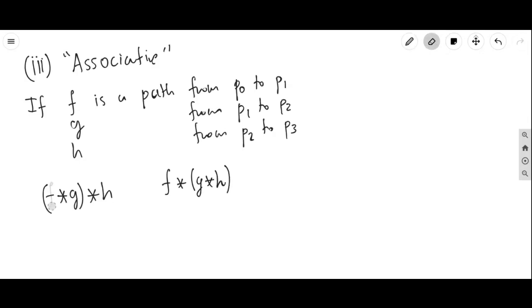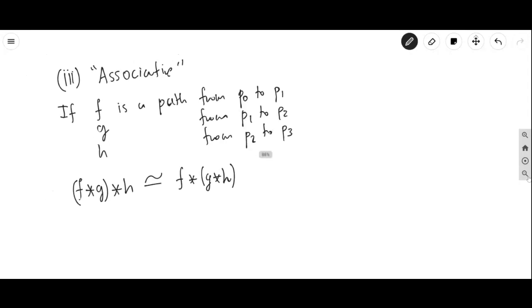And the formula for this one and the formula for that one are going to be different. So if you actually write them out, the formulas will be different, but the paths that you get will be homotopic. So in some sense, on the level of homotopy, you have an associative property. So let's discuss how to prove it.